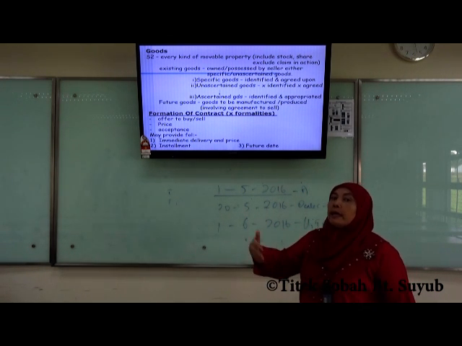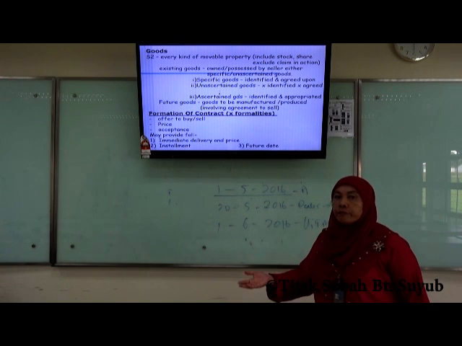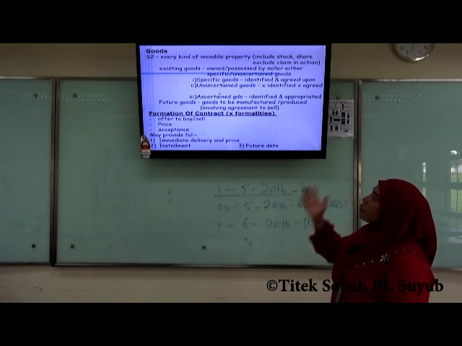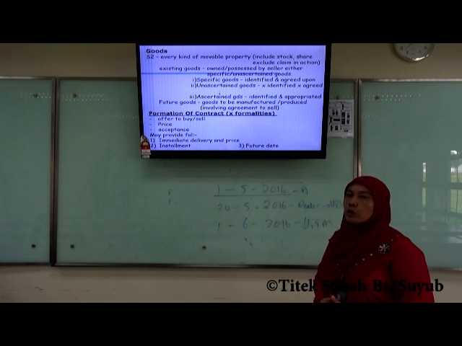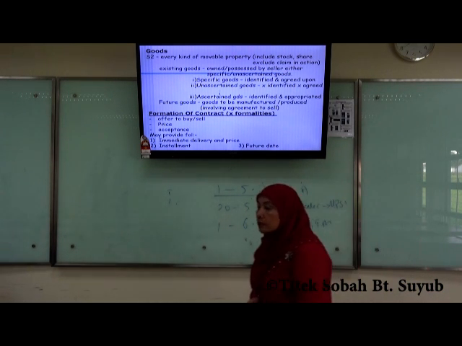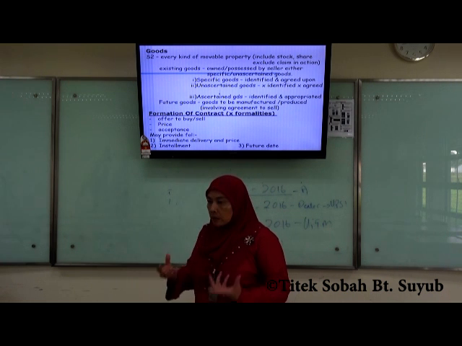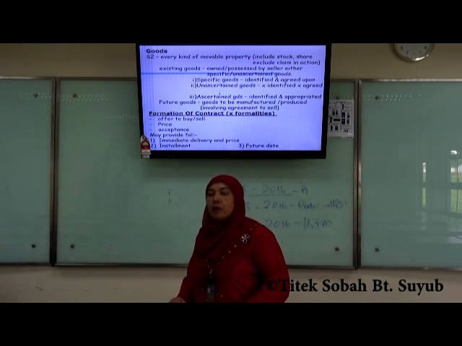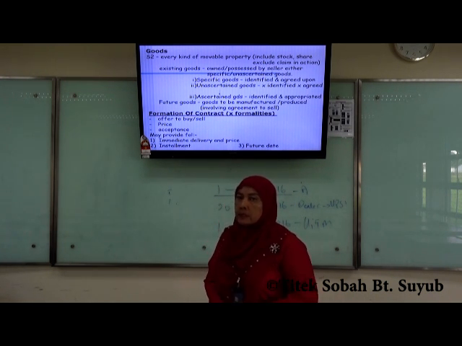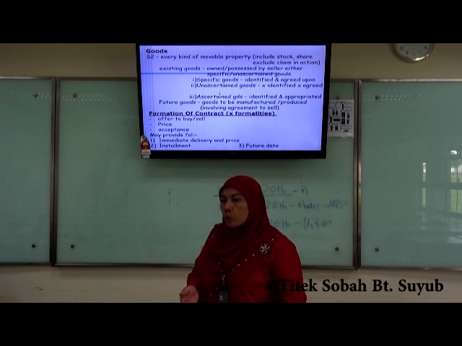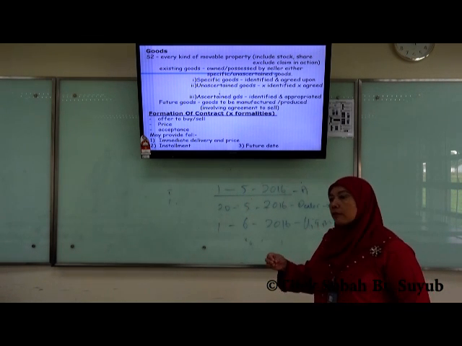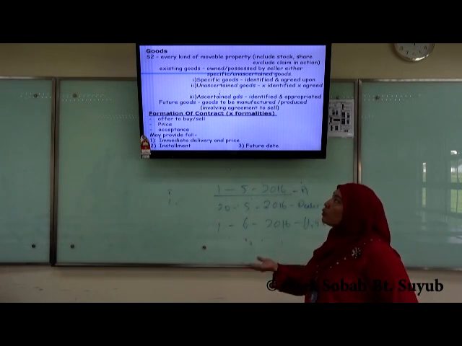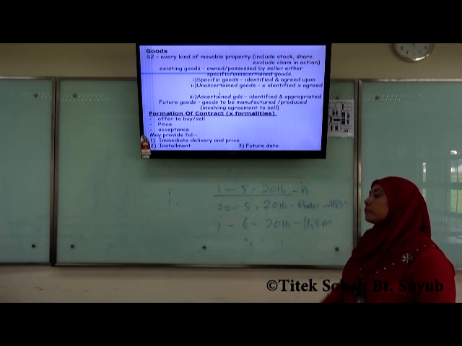Selagi ianya boleh dialih-alihkan. It can be moved. And it includes stock and also share. Termasuk stock, termasuk saham. However, it excludes claim in action. What is a claim in action? A claim in action is a court case, a summons which is taken up by parties. This case, which is already filed in court, cannot use this Sale of Goods Act. If you want to transfer the case to somebody else, then you need to use some other law.